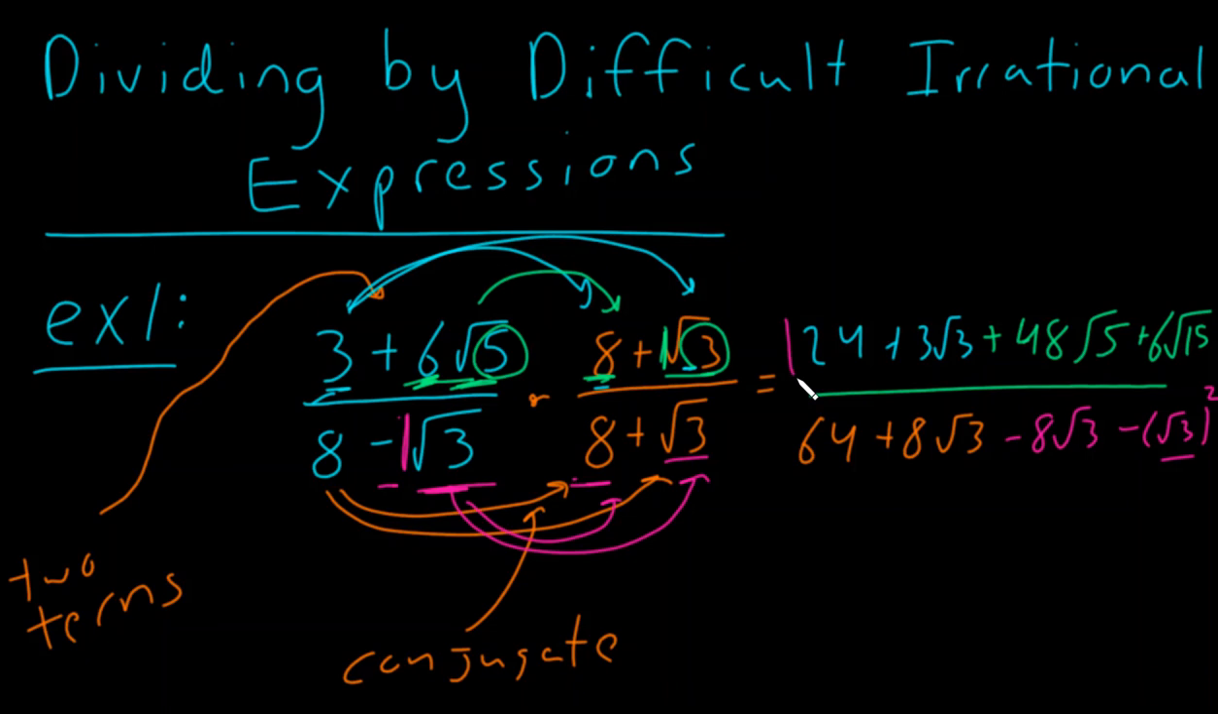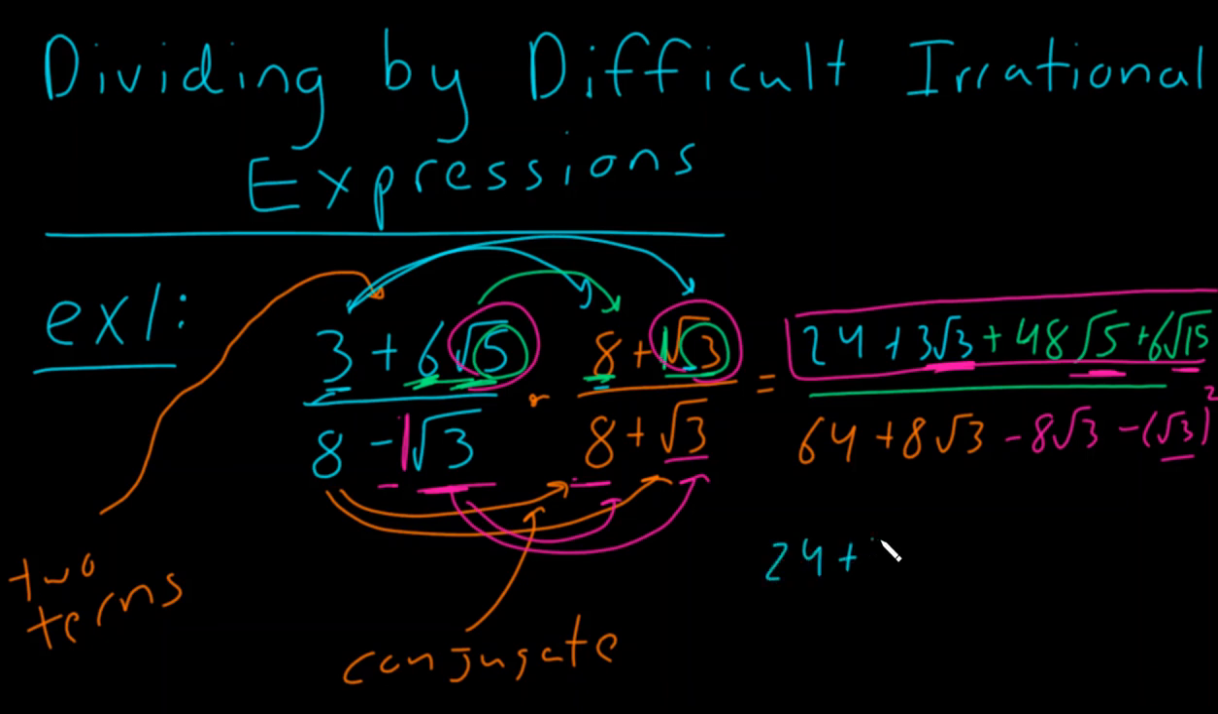Now you'll notice something right here in the top. This is the easiest version of this, when these square roots right here are different. When you have the square root of 5 times the square root of 3, you'll notice that we have the square root of 3 right here, the square root of 5 right there, and the square root of 15 right there. These things are not going to simplify. And since they're not going to simplify, we can begin to write our final answer as such. We're going to have 24 plus 3 square roots of 3 plus 48 square roots of 5 plus 6 square roots of 15. That stays entirely the same.